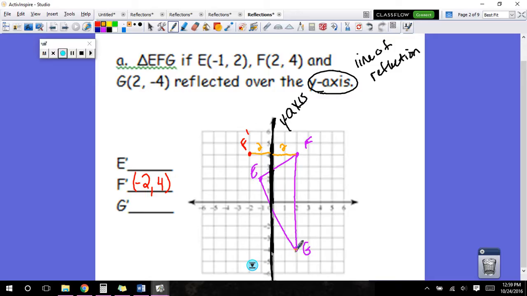And do that down here with G. 1, 2. 2 boxes to get to the line of reflection. 2 away. It's the same distance. You do not have to have these orange lines drawn into your picture, but I want you to see what I'm doing as I'm counting them. Okay, we're going to do several of these today. So E, 1, 1. So here's E prime. And many of these will be overlapping.